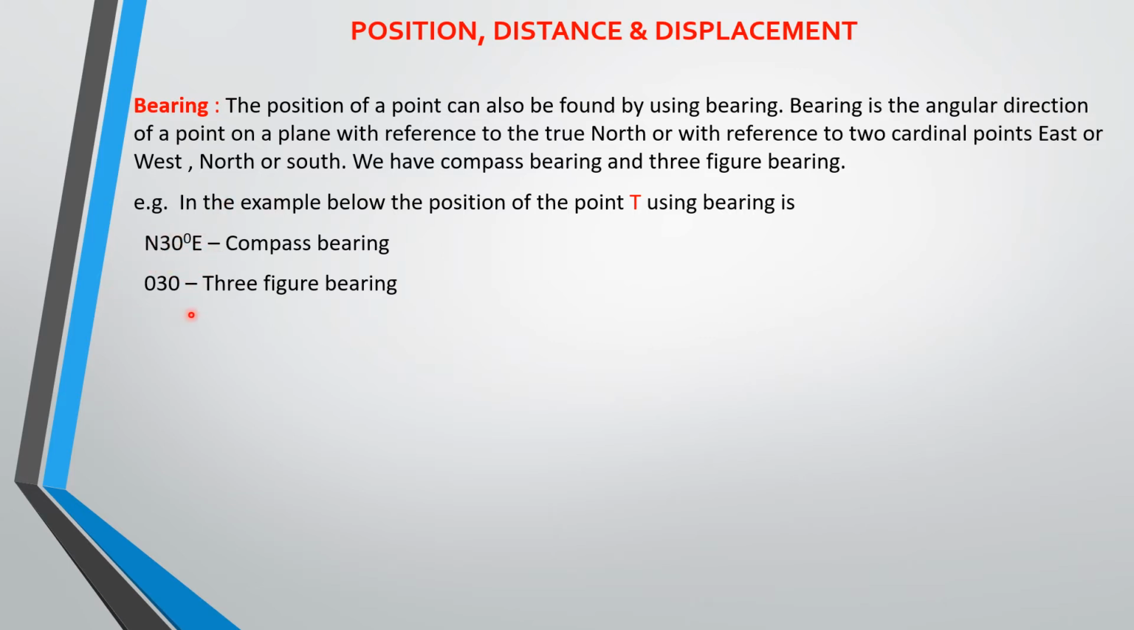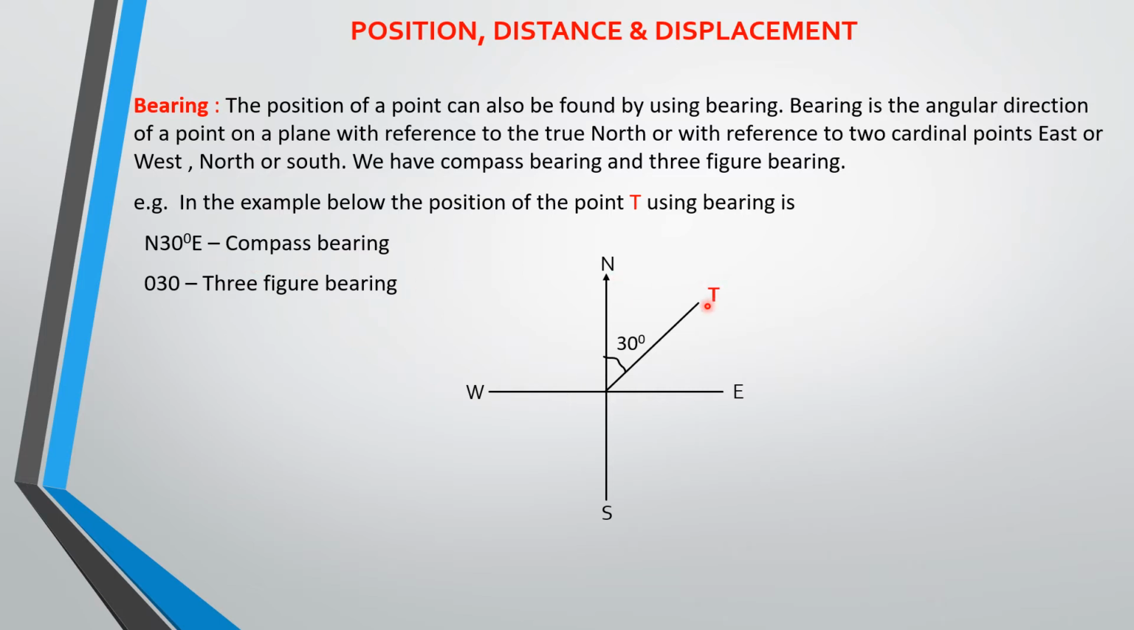Assuming the tree we are talking about is located here, and this is your true north, this is your south, your west and your east, and the angle between the true north and the tree is 30 degrees. You can state the bearing of this tree as either a compass bearing or a 3-figure bearing. The compass bearing of this tree from the north is north 30 degrees east, because the tree is towards the east. That's the position of this tree.